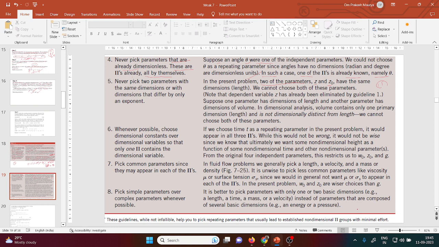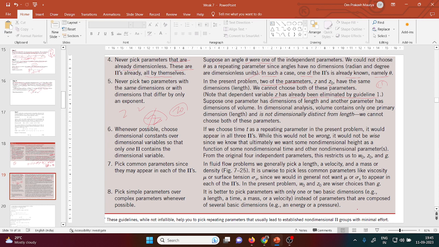What is written? Never pick up two parameters with the same dimension. In the present problem, Z and Z naught have the same dimension of length. We cannot choose both of these parameters. Note that the dependent variable z has already been eliminated by guideline 1. The dependent variable you cannot choose, you only have the option of the independent variables.